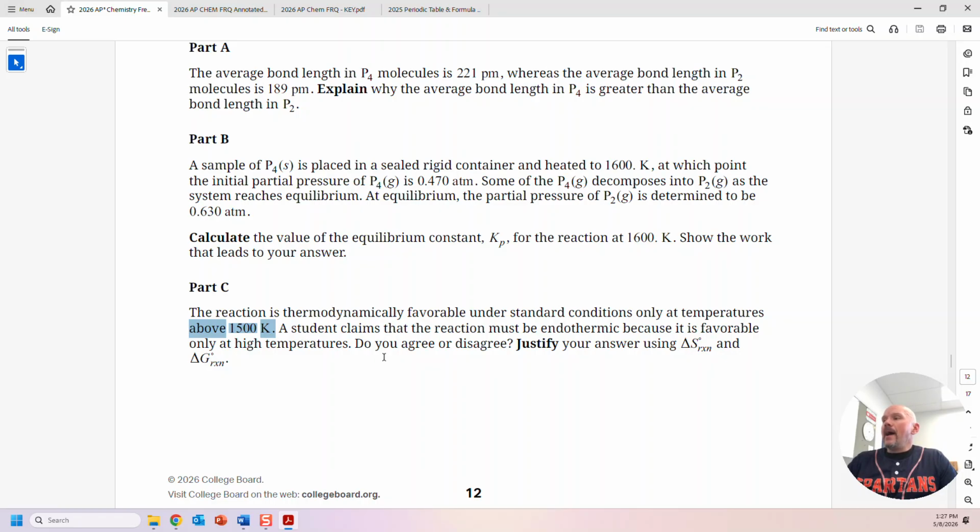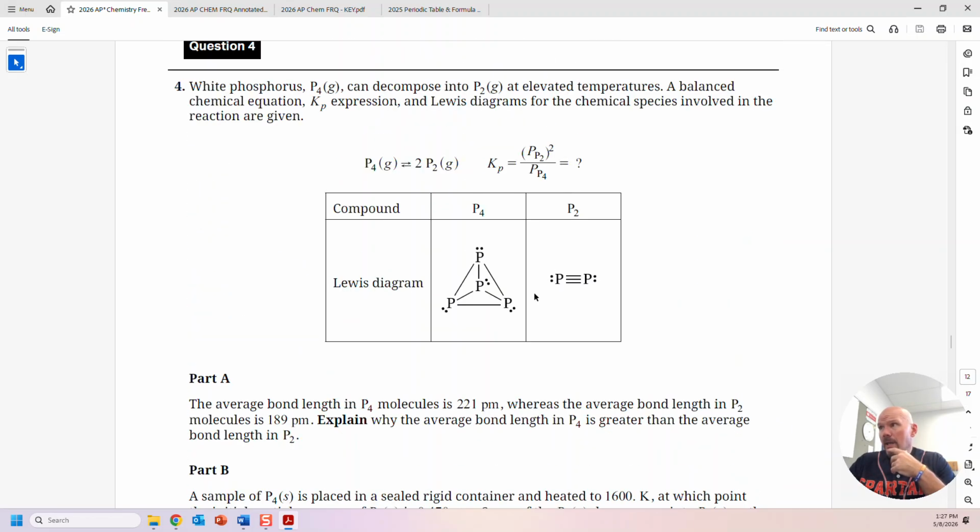All right. And a student claims that the reaction must be endothermic. So understand what that means, positive delta H, because it's favorable only at high temperatures. Do you agree or disagree? But you have to justify it in terms of delta S. So this is where that bridging assignment that I give you, bridging thermo, equilibrium, and electro together, and you're making all those connections, this is where that really pays off. Because we can look at the reaction and know that the delta S is positive. We're going from 1 mole of gas to 2 moles of gas. So entropy is increasing. Disorder is increasing. So delta S is positive.